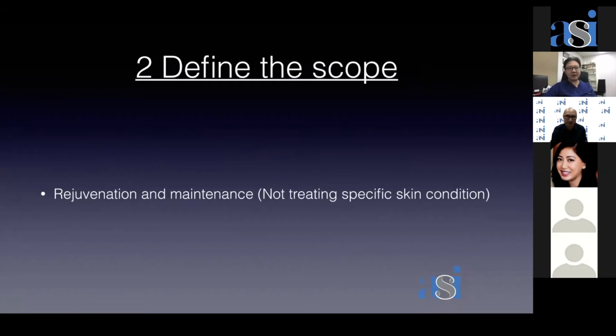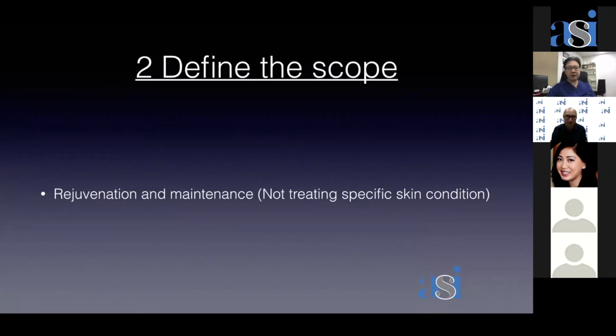Let's define our scope. Well, I have my own scope, you have your scope, but for the purpose of this talk, we're talking about rejuvenation and maintenance. We're not talking about specific skin conditions like treating melasma, although there has been a question about it. I will address that. We're not talking about treating milia and acne scars. So we're talking about rejuvenation and maintenance.